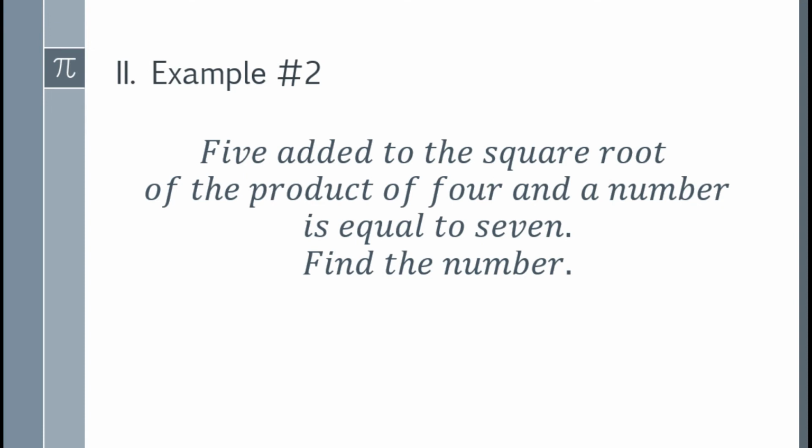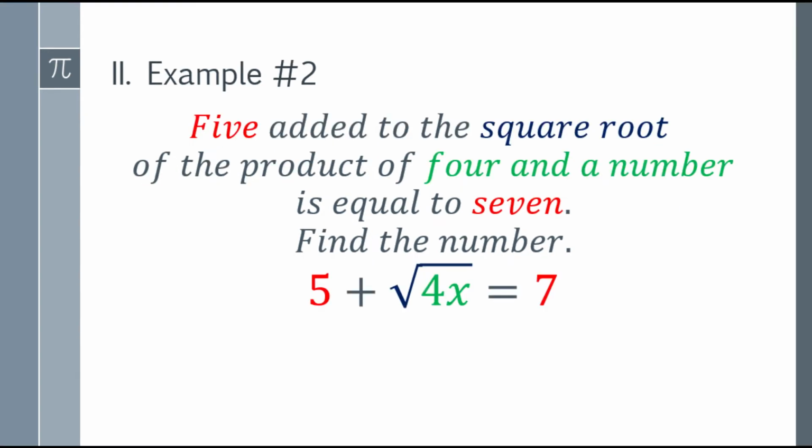Let's have the second example. What if we have 5 added to the square root of the product of 4 and the number is equal to 7? Find the number. So that will be yung 5 muna plus the square root of 4x. Hindi natin alam yung number, so that will be x. At equal daw natin yung dalawang terms na 5 plus the square root of 4x sa 7.